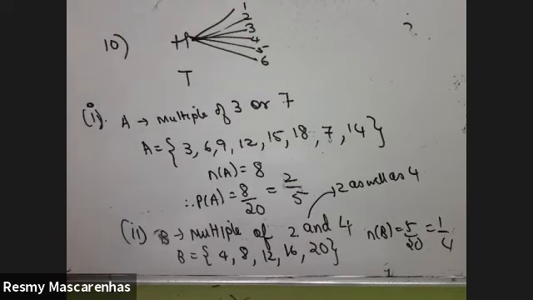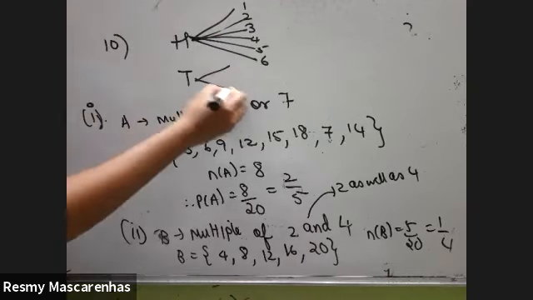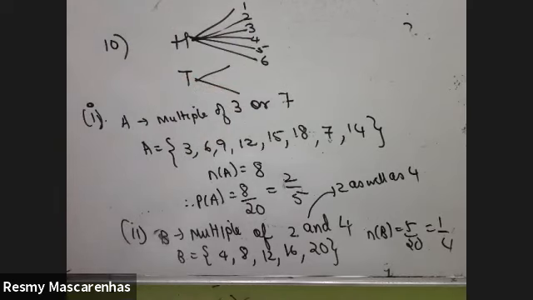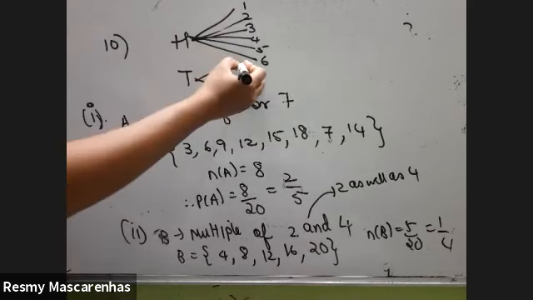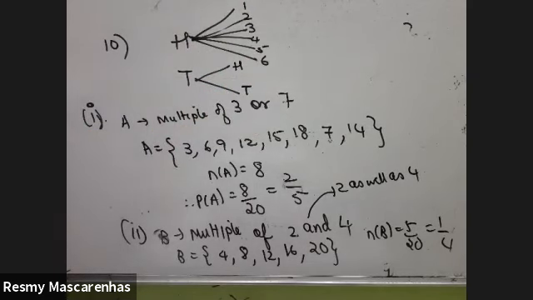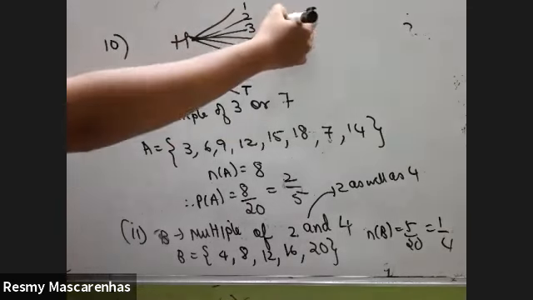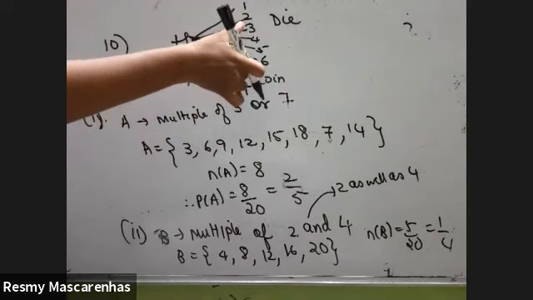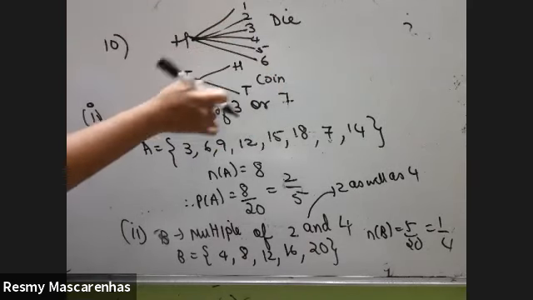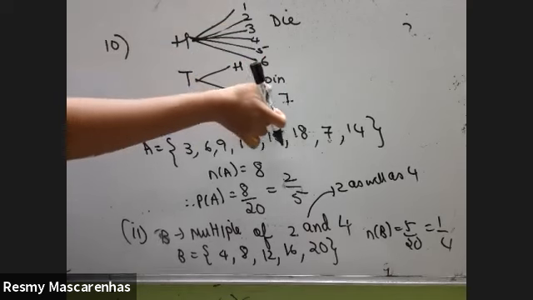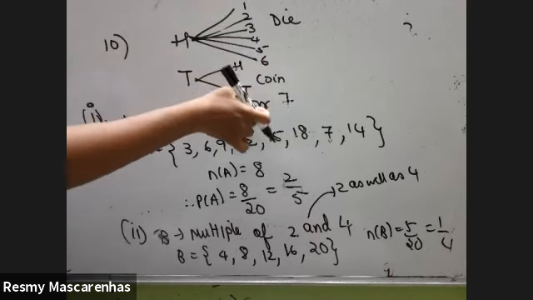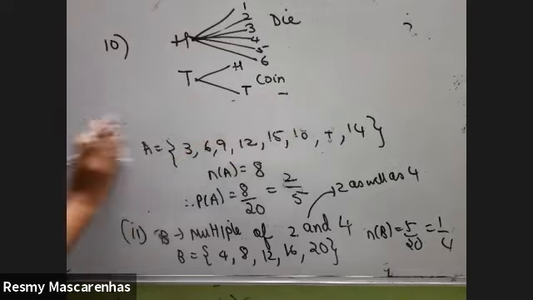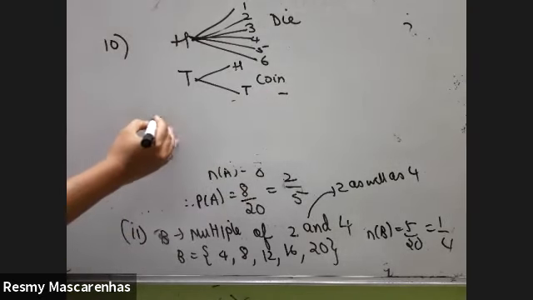If a tail comes up, a coin is tossed again. So when the coin is tossed, it could be head, it could be tail. So this is for the die, and this is for the coin. If a head comes up, you do the second experiment with the die. If you got a tail, you do the second experiment of tossing a coin. So what are the chances? It could be head or tail. So write your sample space.